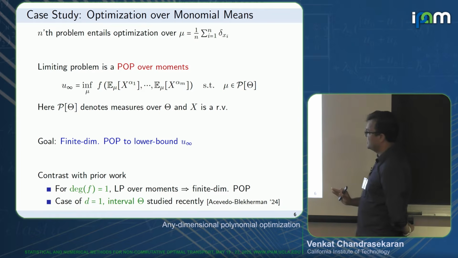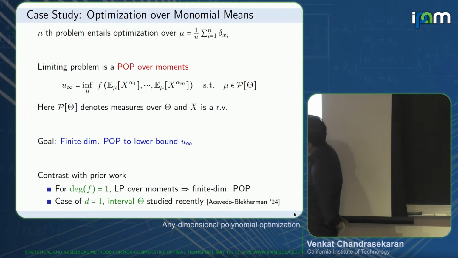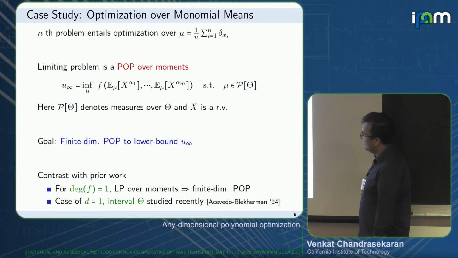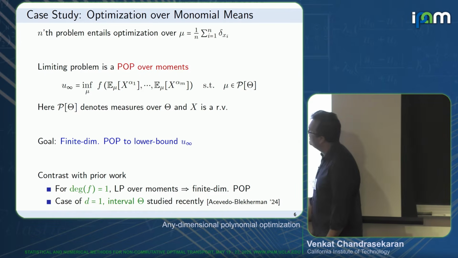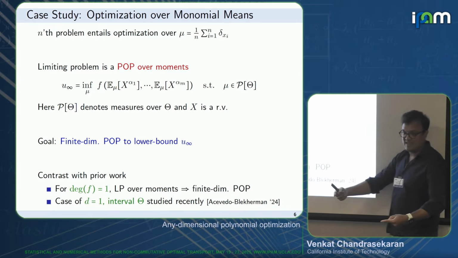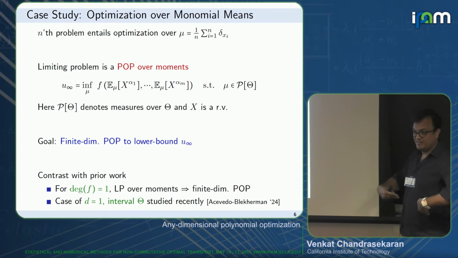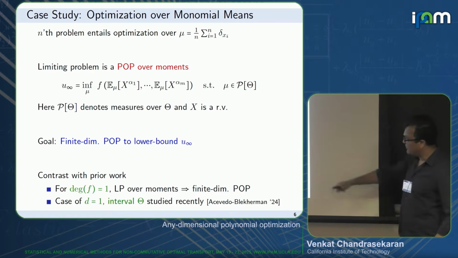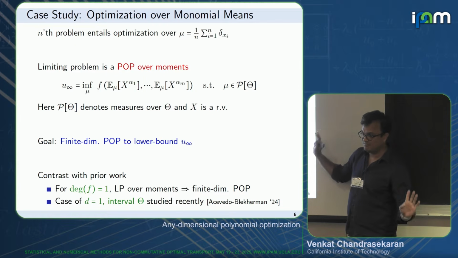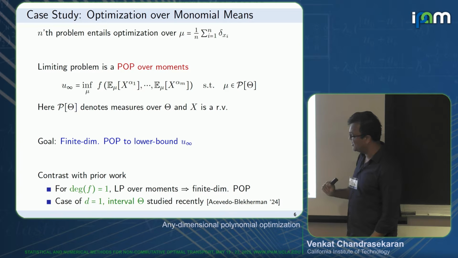Bit of contrast with prior work. So let's imagine f is a degree 1 polynomial, so a linear, affine function. Then instead of a polynomial optimization problem over moments, you have a linear program over moments. And it turns out, and this is classically known, that this is simply a finite dimensional POP. So if f has degree 1, we get back to a usual finite dimensional POP, and we're done. There's nothing more to be done with respect to our agenda.